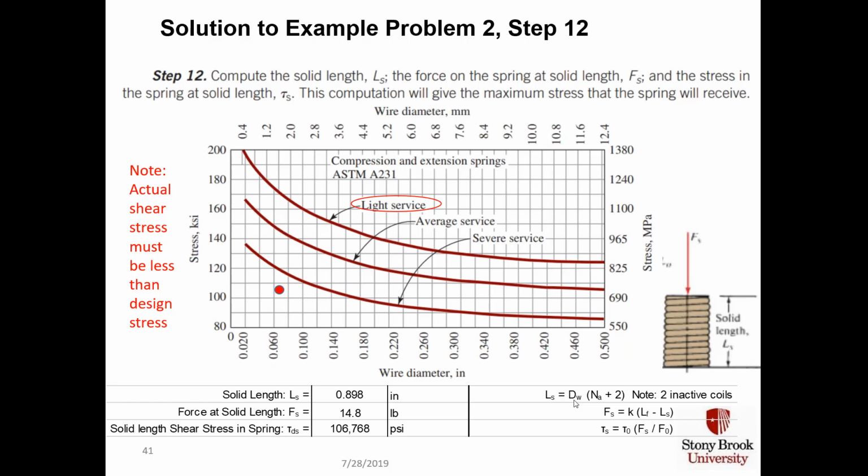And then the solid shear stress in the spring is ratioed up from the shear stress in the spring at the operating length by the factor capital F sub s divided by capital F sub 0. And that's 106,768 psi, which is well below the design stress here of 170,000 psi that's in the light service curve. So again, we're good to go with the maximum stress in the spring at the solid length.